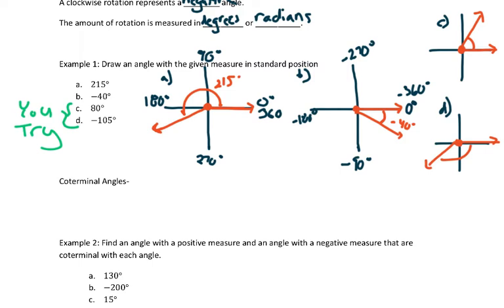All right, so our next part, coterminal angles. So a coterminal angle, co means the same, and then terminal, we're talking about our terminal sides. So what this means is that they are angles that share a terminal side.